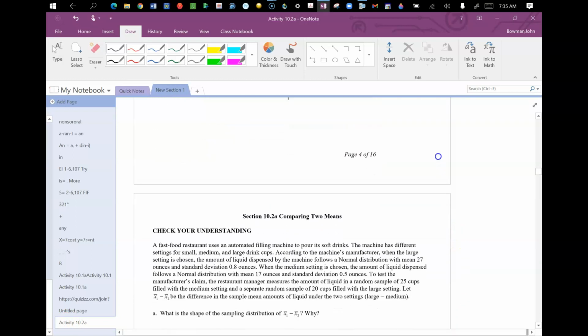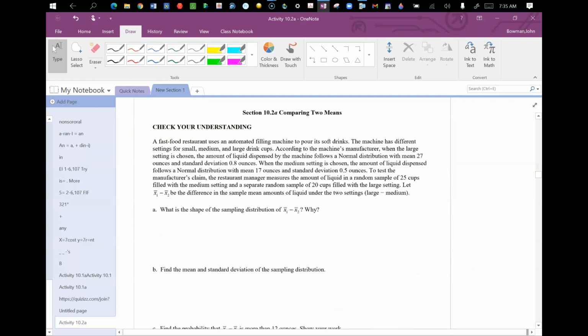Let's take this information and apply it to this particular problem. So we have a fast food restaurant. It uses an automated filling machine to pour its soft drinks. The machine has different settings for small, medium, and large drink cups. According to the machine's manufacturer, when the large setting is chosen, the amount of liquid dispensed by the machine follows a normal distribution with a mean of 27 ounces and a standard deviation of 0.8 ounces. When the medium setting is chosen, the amount of liquid dispensed follows a normal distribution with a mean of 17 ounces and a standard deviation of 1/2 ounce.